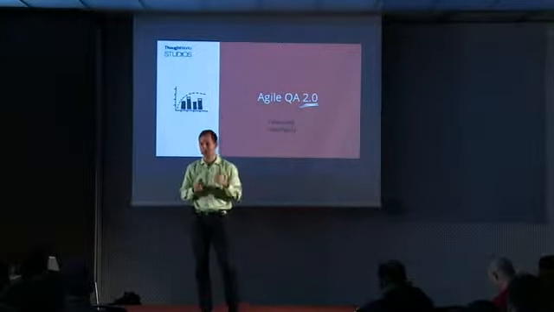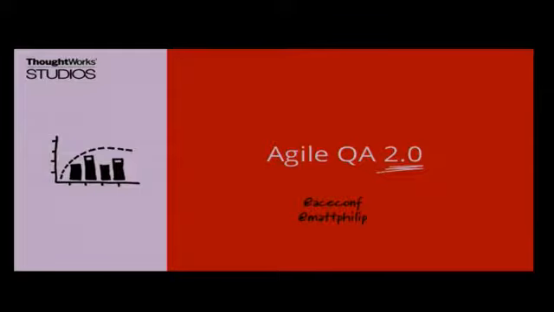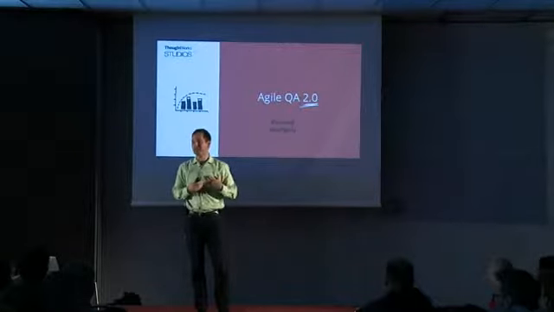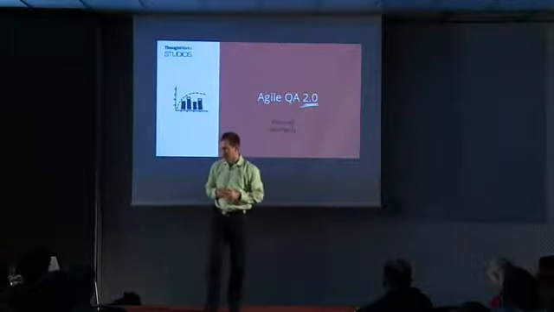Anyway, like I said, I'm honored to be here to talk about Agile QA 2.0, which is more of an ironic title. 2.0 is usually a euphemism for the next thing. I'm using it more ironically, in the sense that in my opinion the 1.0 hasn't even happened yet. So I'll talk about that in a little bit.